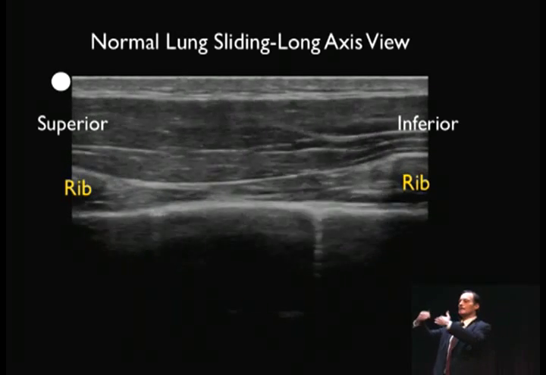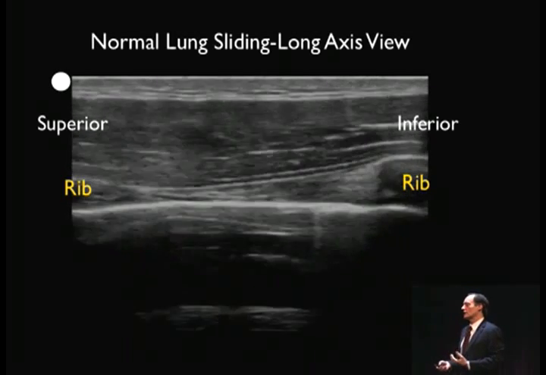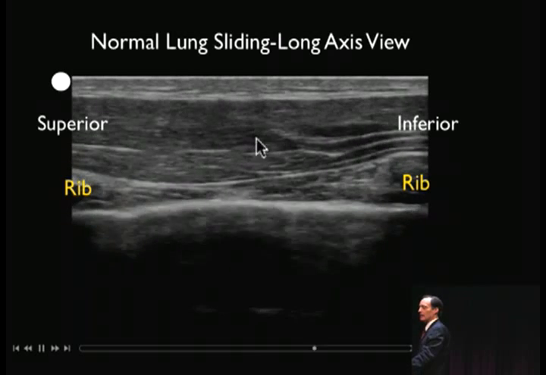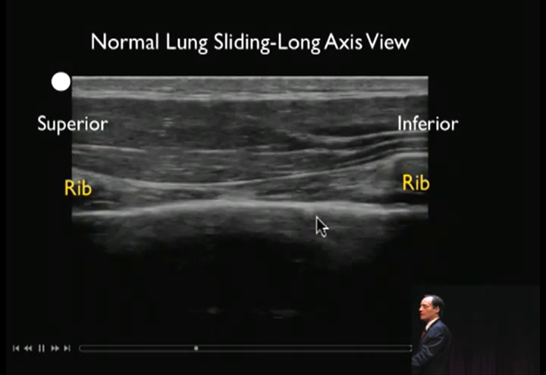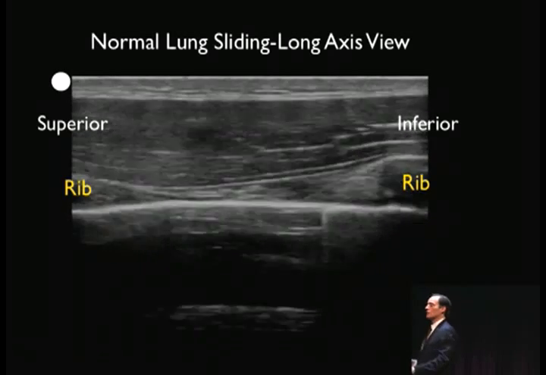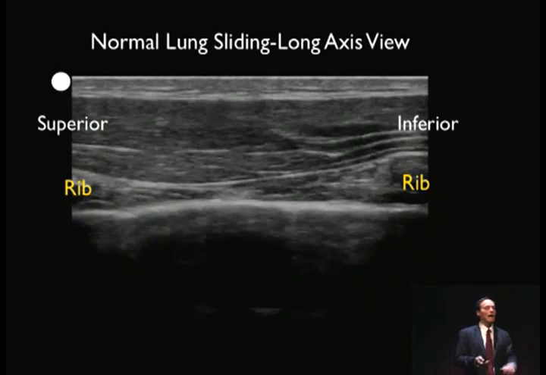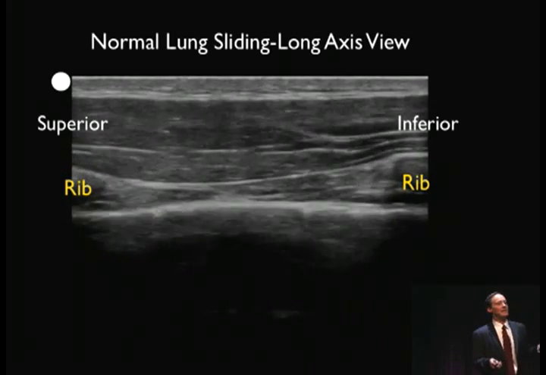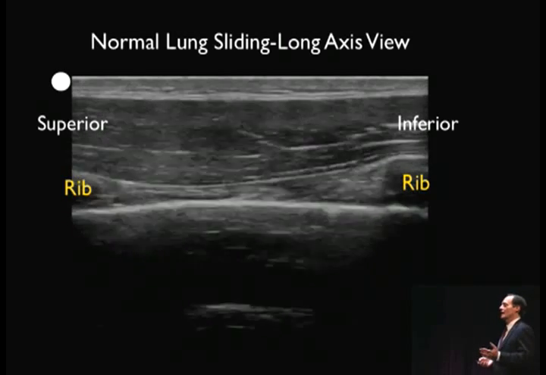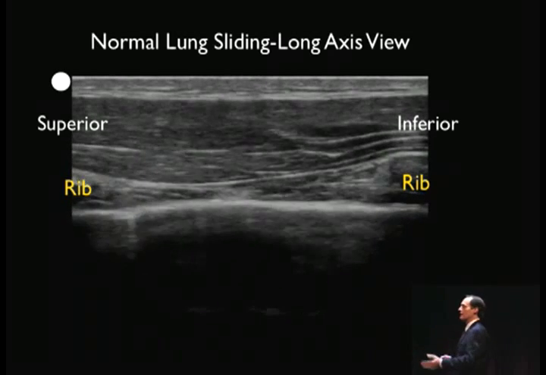Do you all see that? And then do you see the comet tails, these little hypoechoic lines? Do you guys see right here? These little lines that come off the pleura are the little comet tails, the vertical lines that show you that the lung is up and that all is well in that hemithorax, okay? So this is a normal examination.